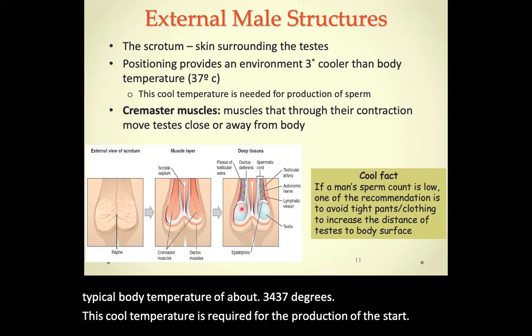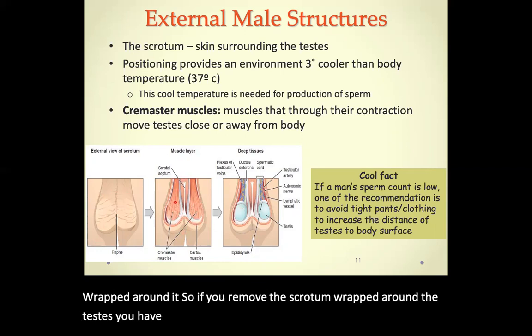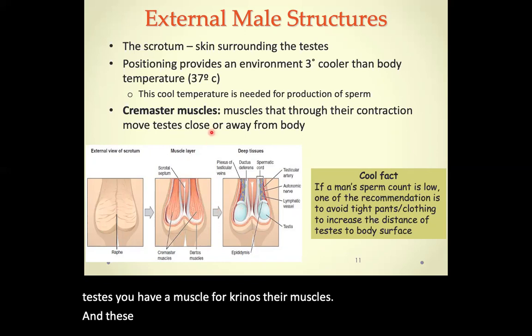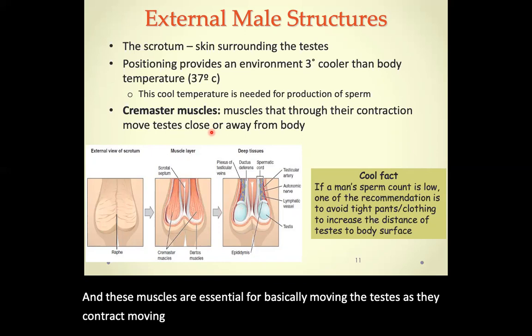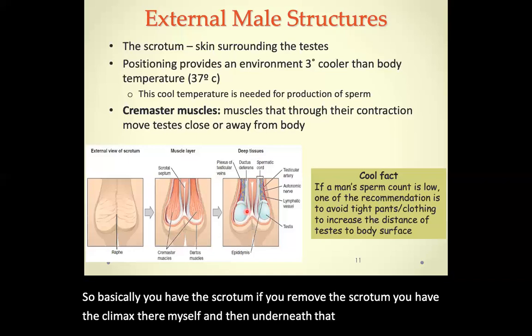If you remove the scrotum, wrapped around the testes you have a muscle called the cremaster muscles. These muscles are essential for moving the testes, as they contract, closer to the body. So basically you have the scrotum, and if you remove the scrotum, you have the cremaster muscles, and then underneath that you have the testes.